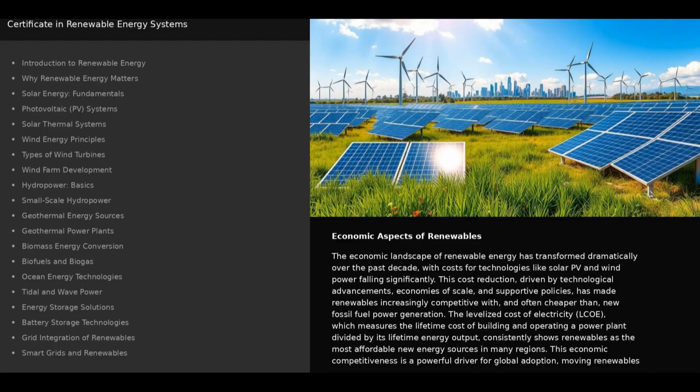The levelized cost of electricity, LCOE, which measures the lifetime cost of building and operating a power plant divided by its lifetime energy output, consistently shows renewables as the most affordable new energy sources in many regions. This economic competitiveness is a powerful driver for global adoption, moving renewables beyond niche markets into mainstream energy supply. Understanding these economic trends is crucial for investment decisions and policy planning.